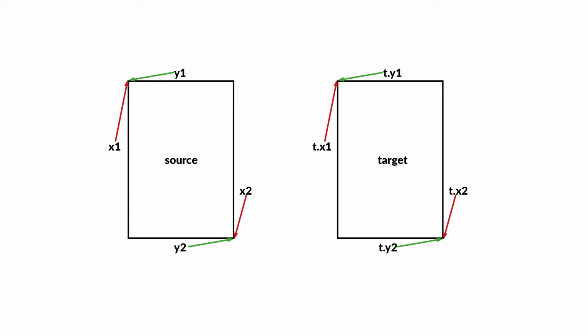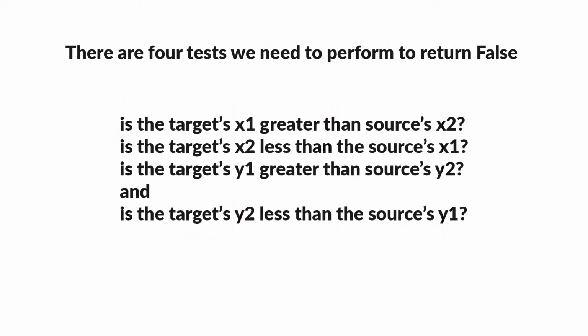Here are two rectangles. Source is the instance defined by self, and target is the rectangle parameter passed to the source's hasCollided function. When determining collision between two rectangles, I ask myself four questions. Is the target's x1 greater than the source's x2? Is the target's x2 less than the source's x1? Is the target's y1 greater than the source's y2? And is the target's y2 less than the source's y1? If any of these questions are true, then no collision has taken place.